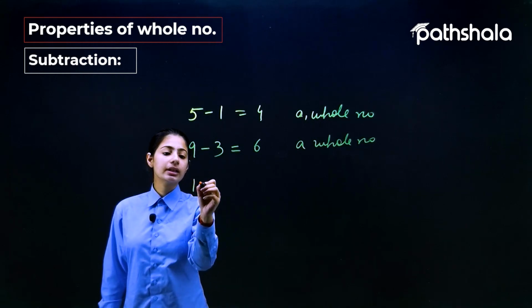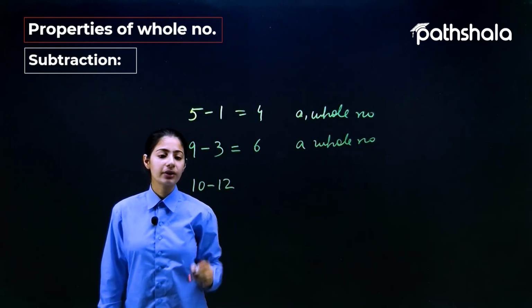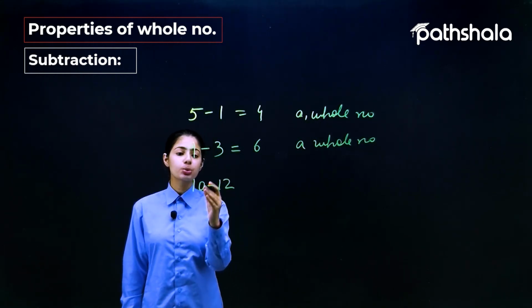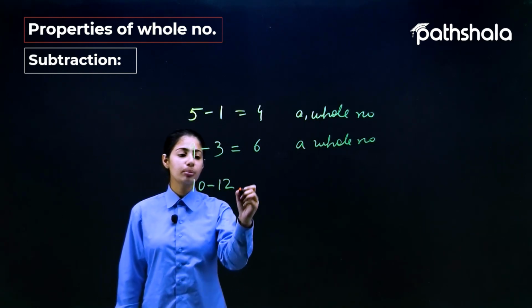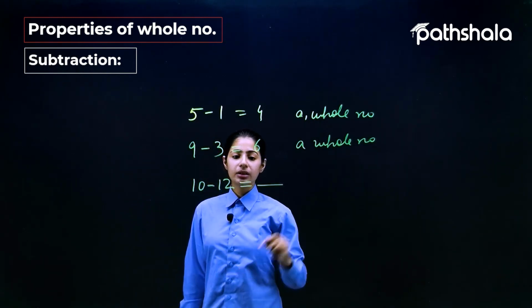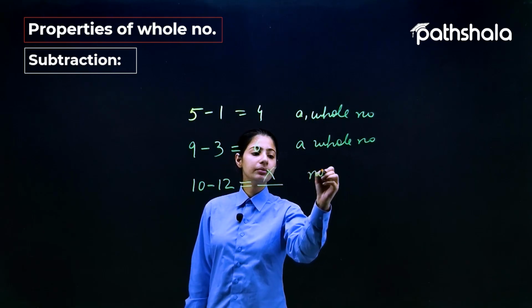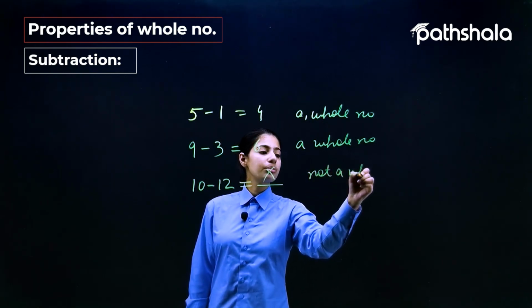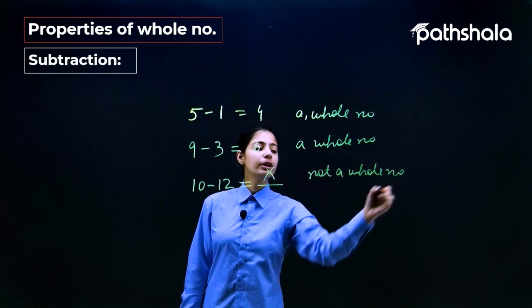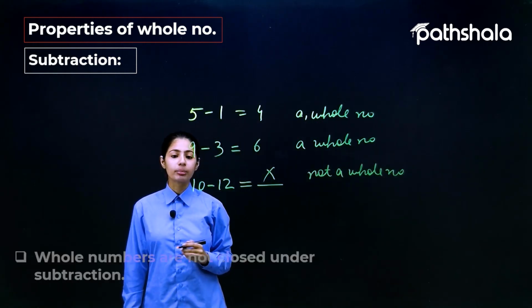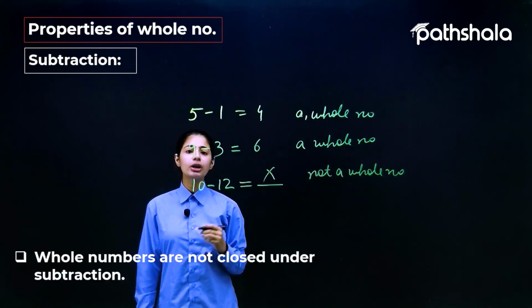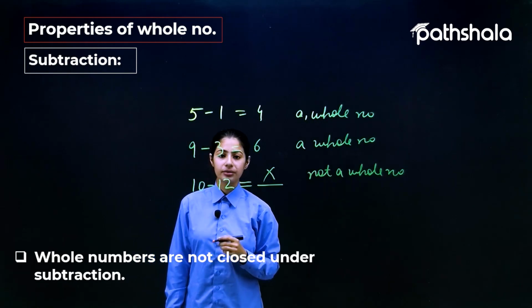Next is 10 minus 12. Is it possible to take 12 from 10? No, this is not possible. So this is not a whole number. So on subtracting two whole numbers, we may or may not get a whole number. Therefore, whole numbers are not closed under subtraction.